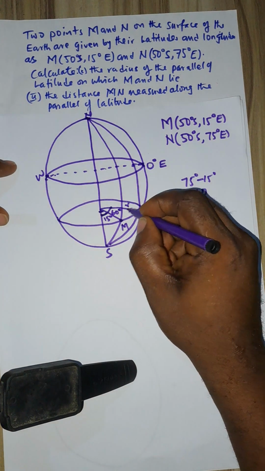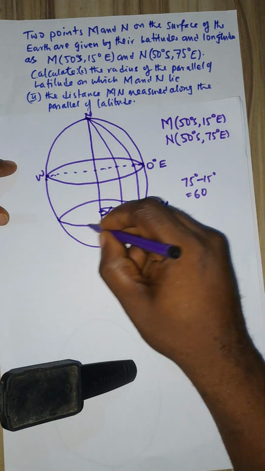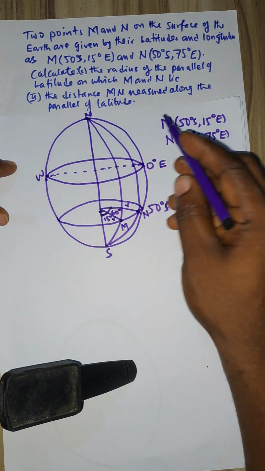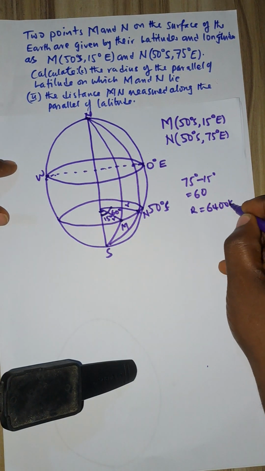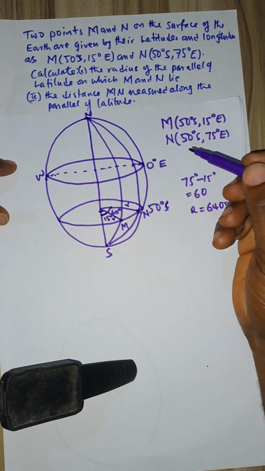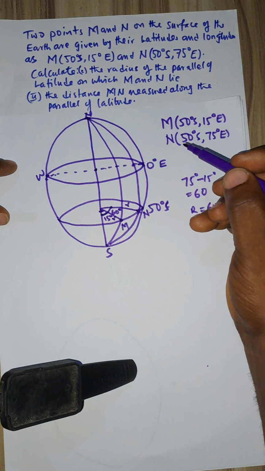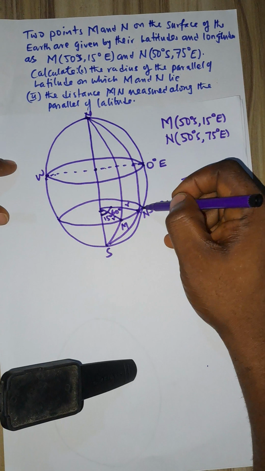Now this is the radius of this small parallel of latitude, but the radius is not given. What is given in the question is the radius of the Earth, R, given as 6400 kilometers. The radius of the Earth is measured from the equator. So any line you draw from the center to the surface of the Earth is the Earth's radius.